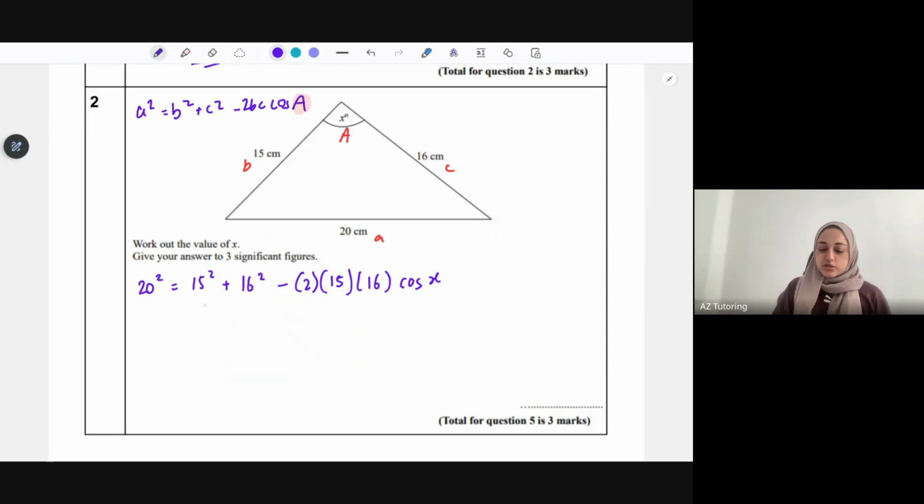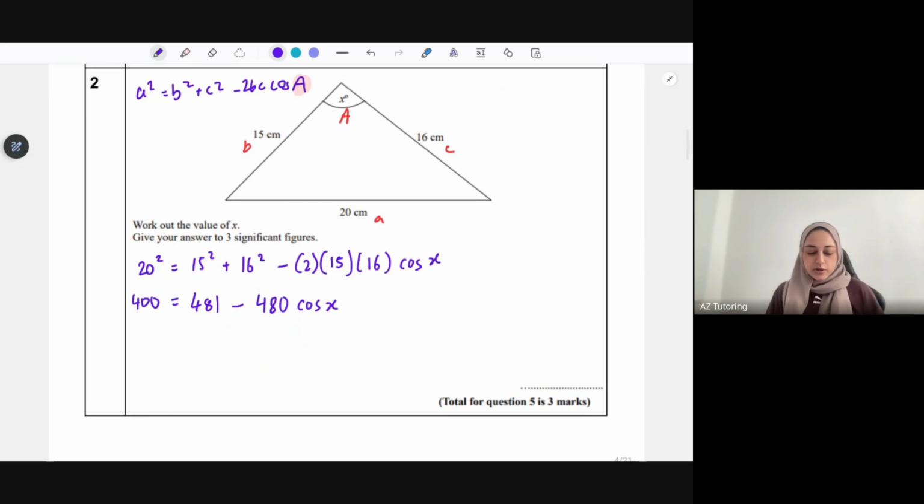Okay, so let's work this out in parts. Never just stick all this straight into your calculator, by the way. Work it out in parts when you're doing it. So I'll do it for this one. I didn't do it for the last one. 20 squared is 400, equals 15 squared plus 16 squared, should give you 481, minus 2 times 15 times 16 gives you 480, and then we've got cos x. If you end up just sticking it all in your calculator, you'll end up getting it wrong. Okay, next thing that we need to do is, I'm going to bring this 481 over to the left-hand side.